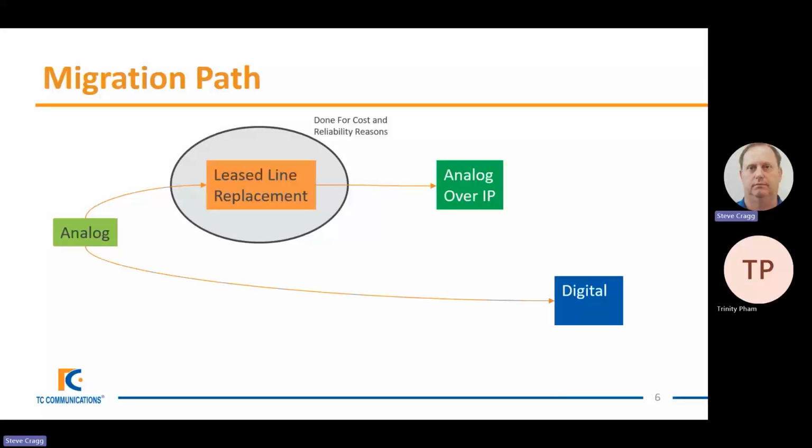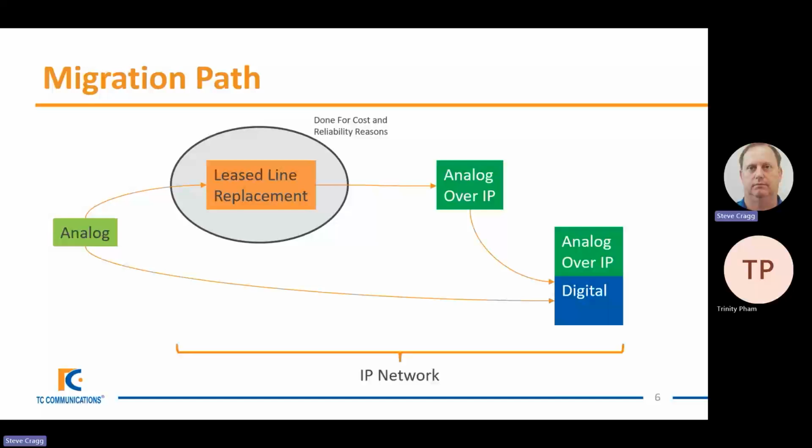Of course, some do a direct analog to digital transition, and again, need an IP solution for that. But as I mentioned, what we are also seeing is a lot of people doing a step-by-step, either replacing their leased lines and doing analog over IP, or when they go to a digital solution, keeping some of their analog channels, and they need a solution to connect those analog channels, and they typically do that analog over IP. So this is the migration path that we see.